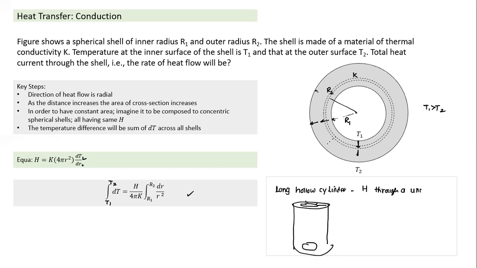Why are we taking it through a unit length, or why are we taking a long one? If it is long, we can ignore the end effect. So in the central part, the heat will flow perfectly in the radial direction, and we can calculate the heat flow rate here. Here also, what is the area at a distance r? The area at a distance r will be equal to 2 pi r into L, and L is equal to 1 if we take a unit length. That's the area through which heat flow will take place. So that also we can easily solve.